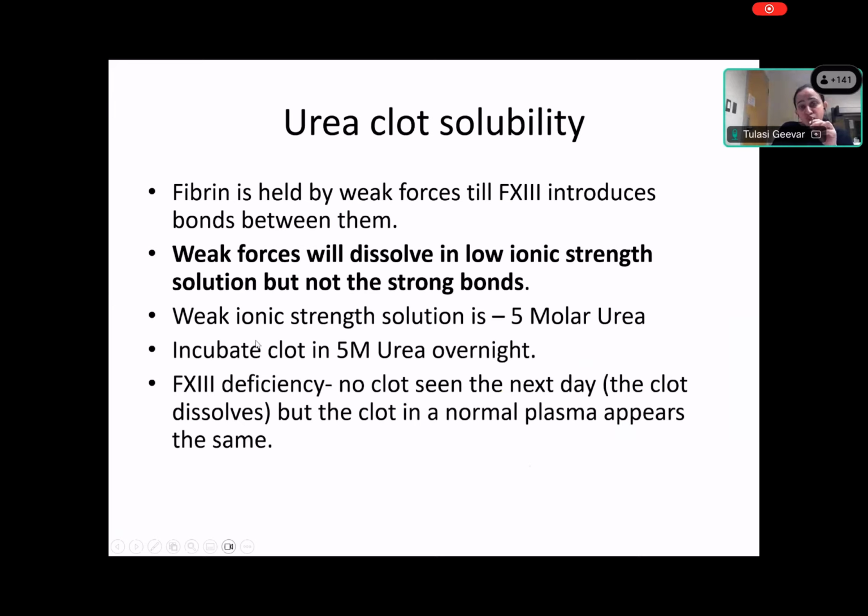The PT, APTT, and thrombin time all become normal in factor 13 deficiency, so the only screening test available is the urea clot solubility test. Because the clot is weak in a factor 13 deficiency patient, if this clot is put in a solution like 5 molar urea and kept overnight, a stable clot will still remain after 24 hours. But if there is factor 13 deficiency, the clot will lyse even within 6 or 7 hours. So this is a screening test which can be done if the specific assay is not available. Importantly, it can only detect severe deficiencies.